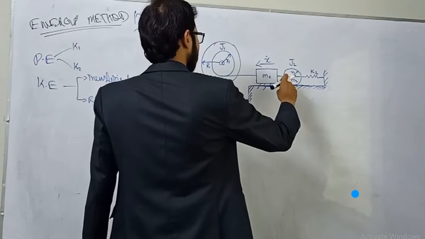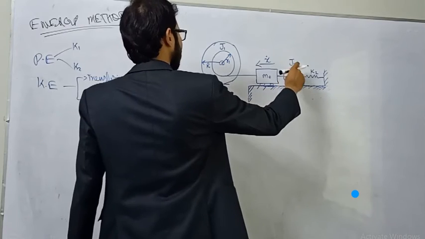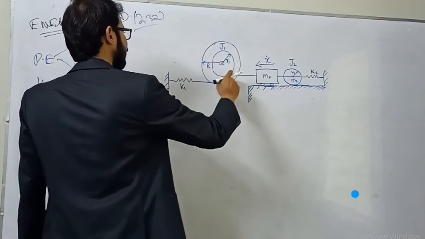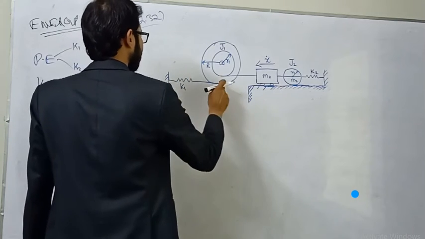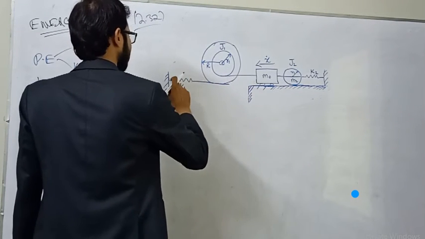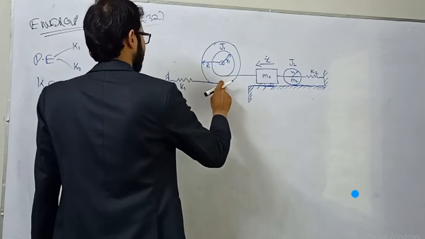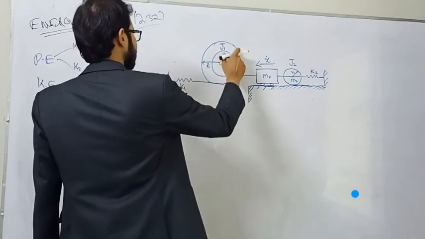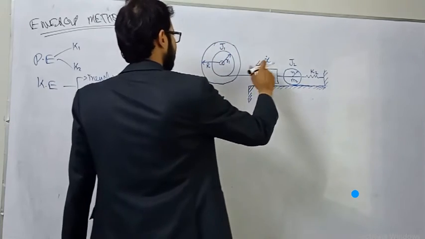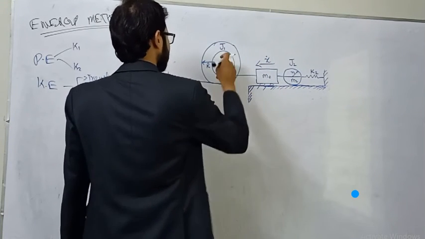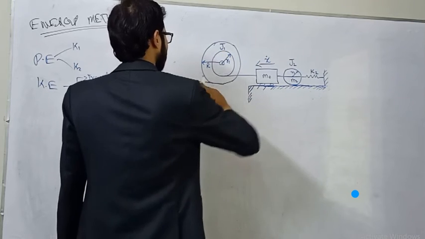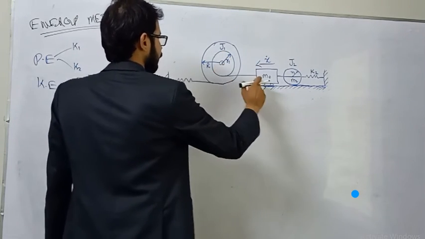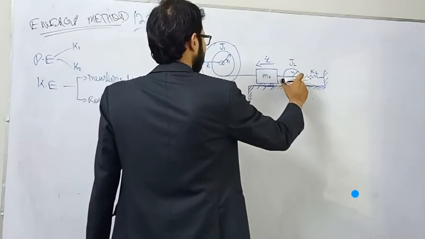Again, we can see that this disk can translate as well as rotate, and this disk can only rotate because it is connected at both ends with the help of a string. This is a string element, a stiffness element. The string is looped here and then looped here, and then it is attached here. So this mass is just fixed here. It has no base port, so it can only rotate. It cannot translate. This thing can translate only, and this thing can translate only.